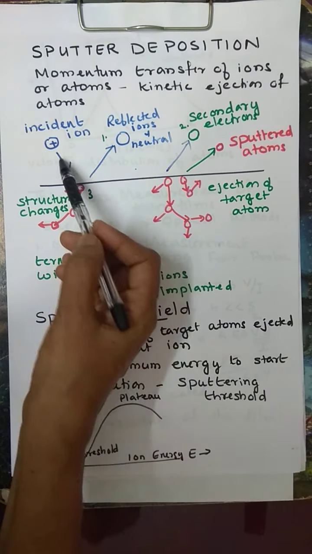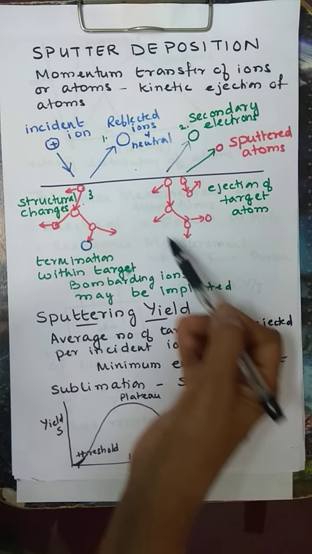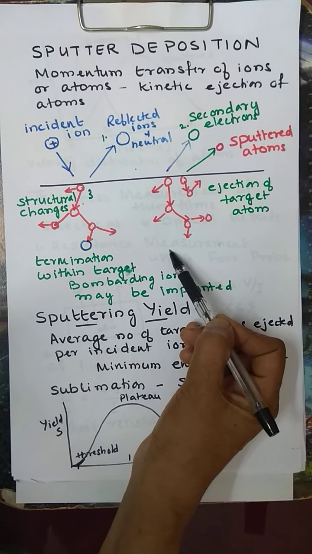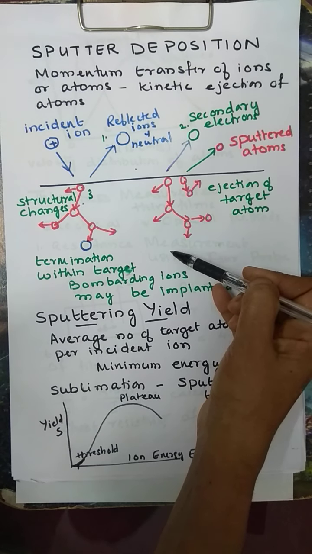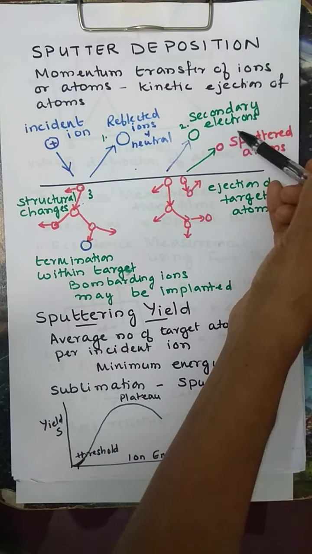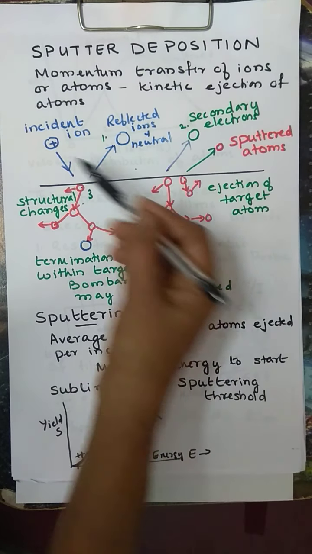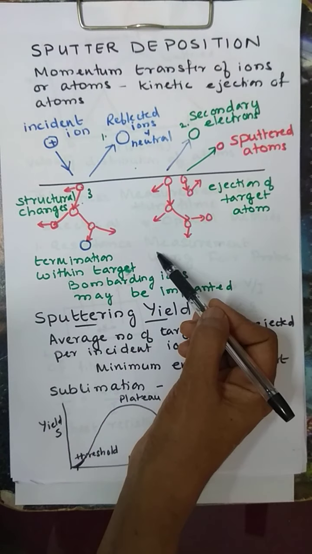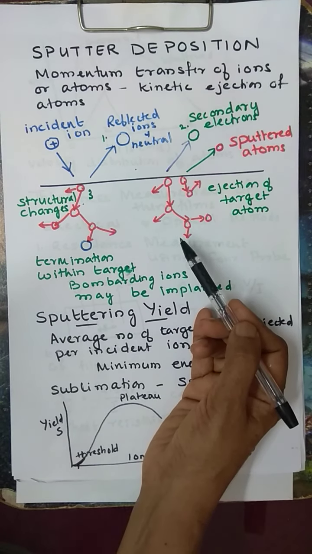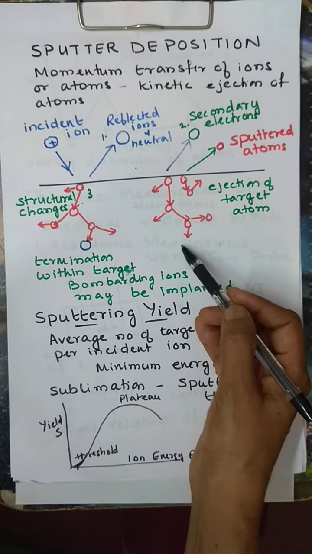If the energy of the incident ion is still higher, it will penetrate deep into the target material. So it won't be able to knock off atoms from deep inside to the outside to get them sputtered. So the amount of sputtering will decrease if you increase the energy of the incident ion further. It will go deep inside the target material and get implanted or embedded inside it.